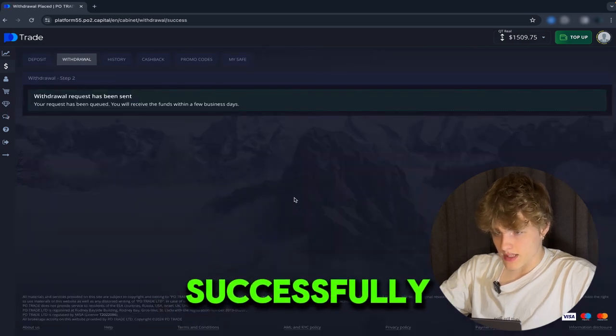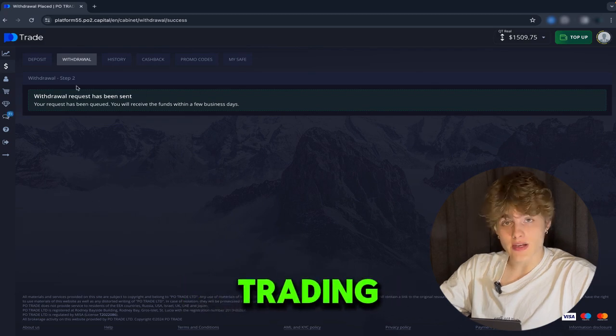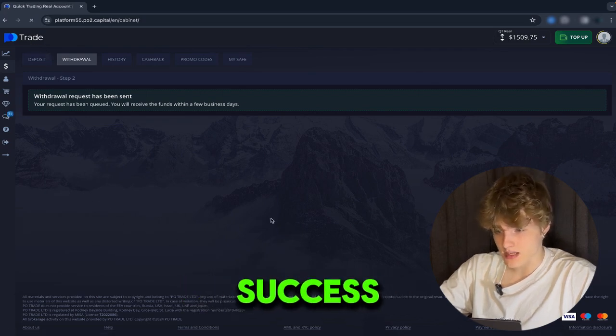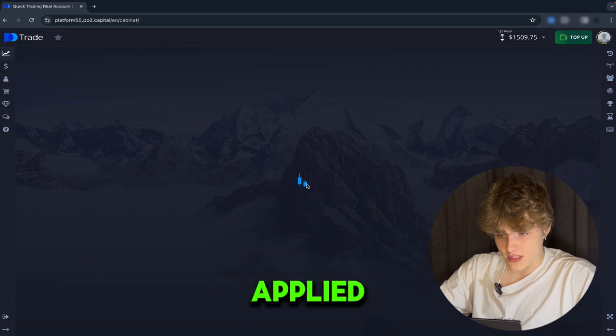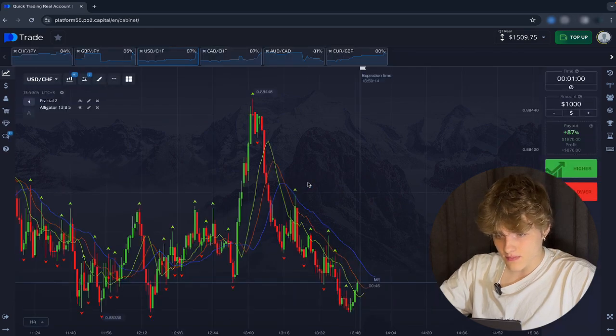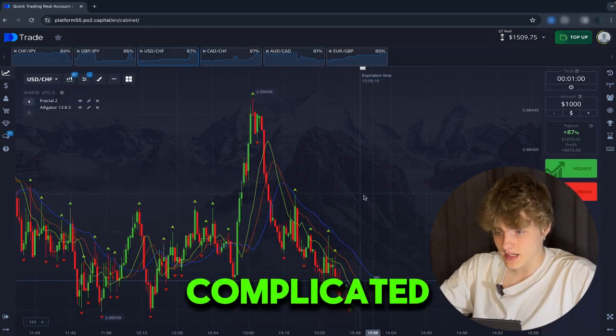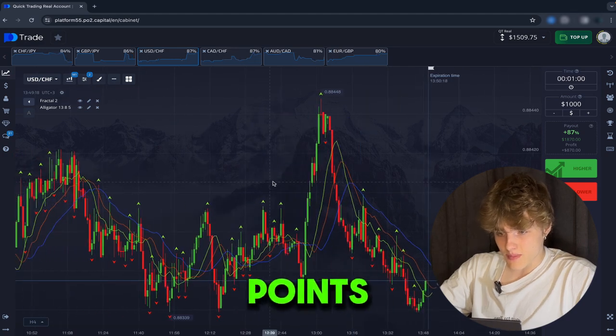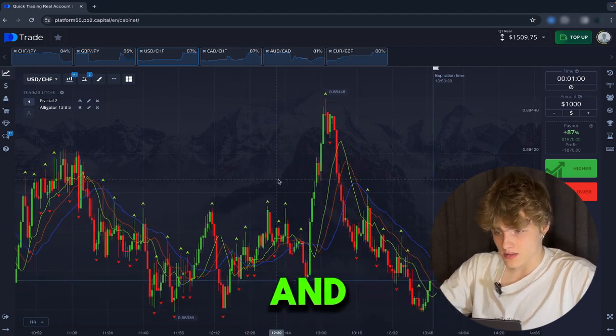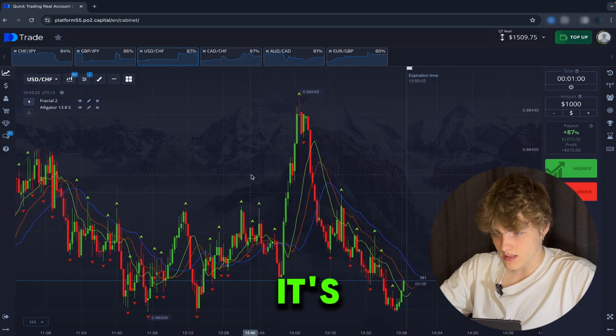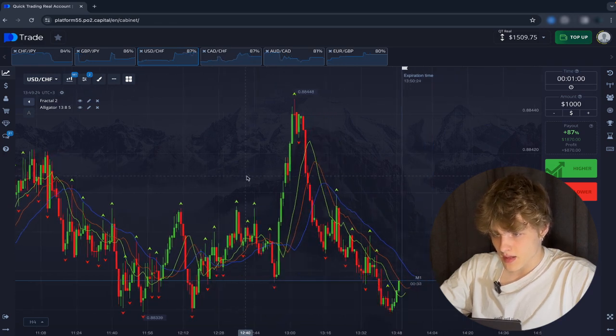Our operation is successfully completed. Today's trading session was a success using the applied indicators. As you can see, there's nothing complicated here. The key points are understanding price movement and being correctly oriented in your trading.